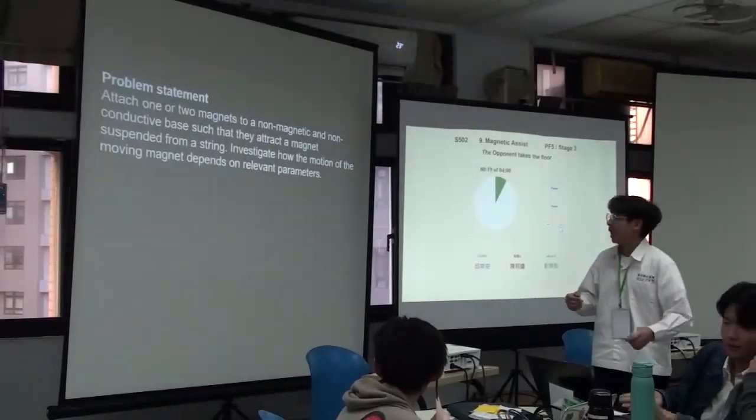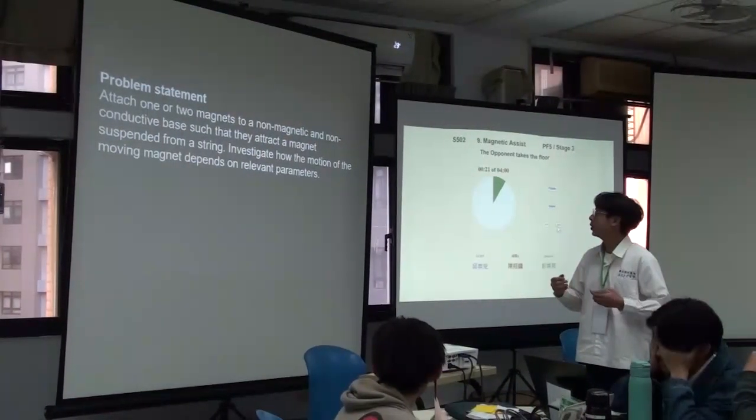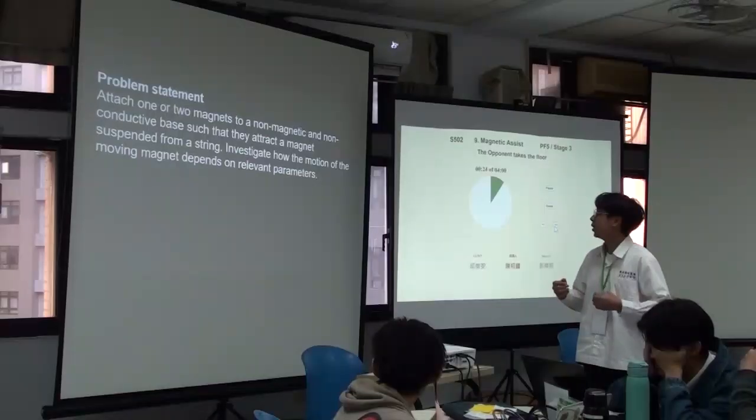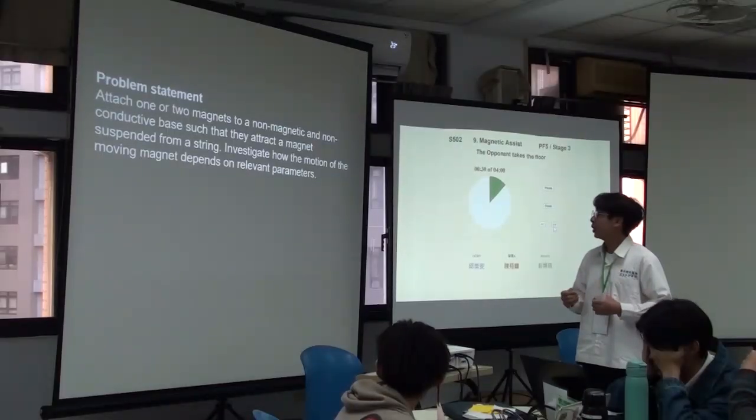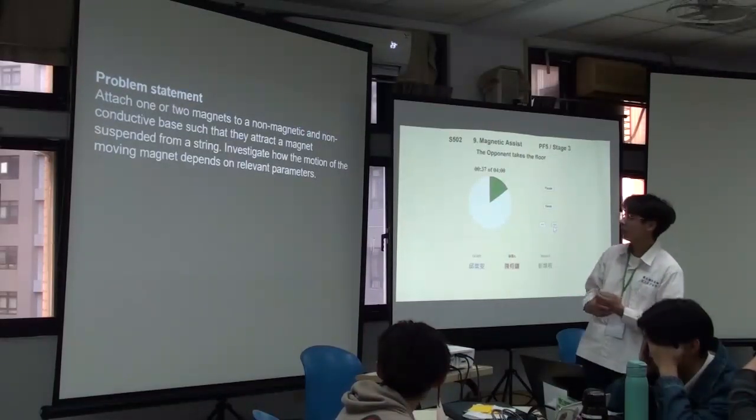Problem statement: attach one or two magnets to a non-magnetic and non-conductive desk such that they attract a magnet suspended from a string. Investigate how the motion of the moving magnet depends on relevant parameters.